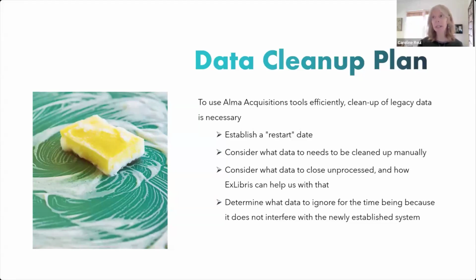And just a little tip, if you have a lot of legacy data, POLs that you want put into closed, Ex Libris can do that for you. And then the third category is there's some data that you might not need to clean up right away, but you want to clean up at a later date, or maybe you don't have time to investigate why the data is the way it is. So you can also set aside a category of things to be done later.